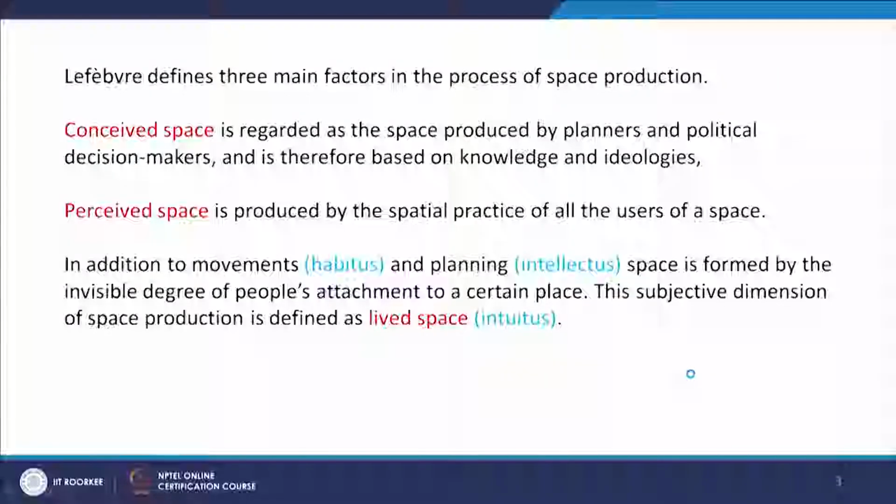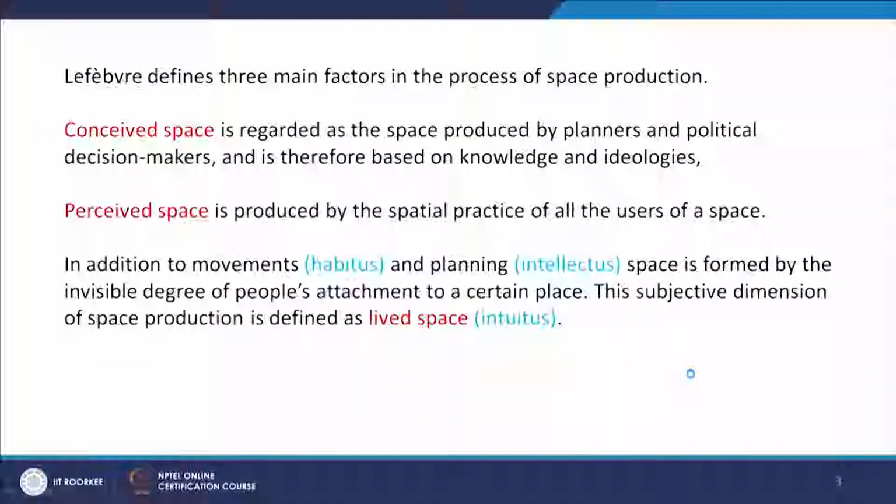In his early work, he talks about three kinds of spaces and how they are produced. The first one is the conceived space. Conceived space is often referred to as the space produced by planners and political decision makers, and therefore based on knowledge and particular ideologies. For instance, the way Chandigarh is planned, obviously it has been planned with a particular vision. That is how the political decision makers and the planners look at modernity, equality and democracy in the planning process.